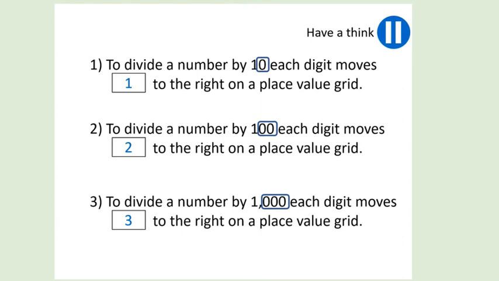Number 3, to divide a number by 1000, it has 3 zeros, so each number needs to move 3 places to the right.